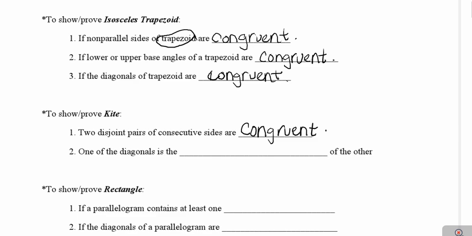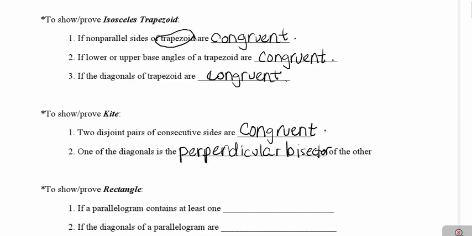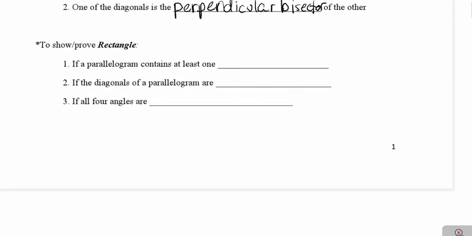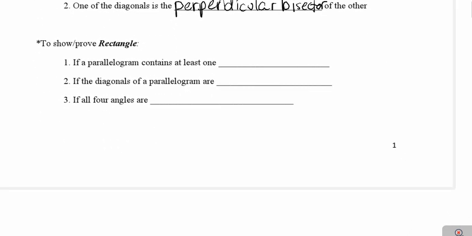The second way to prove a kite is if one of the diagonals is the perpendicular bisector of the other, then you can say it's a kite. To prove a rectangle, if the parallelogram contains at least one right angle, then we can categorize it as a rectangle. And notice that it says parallelogram.